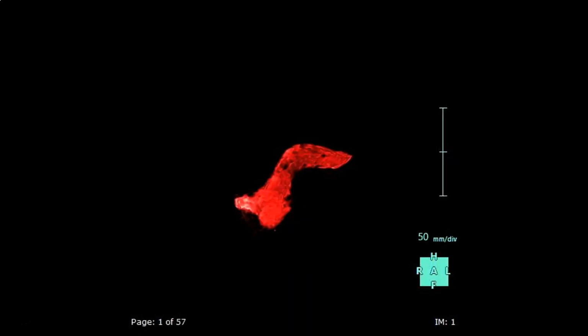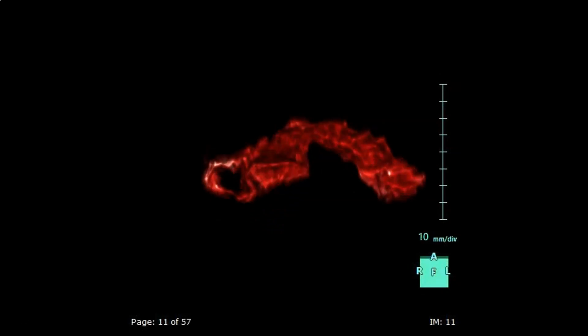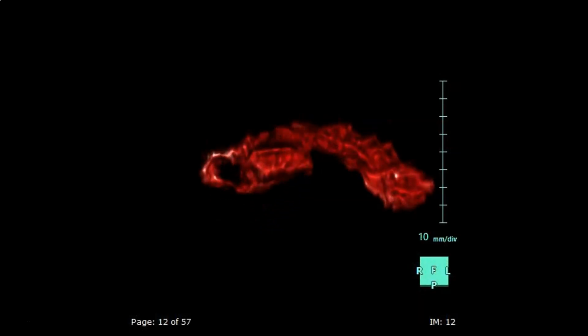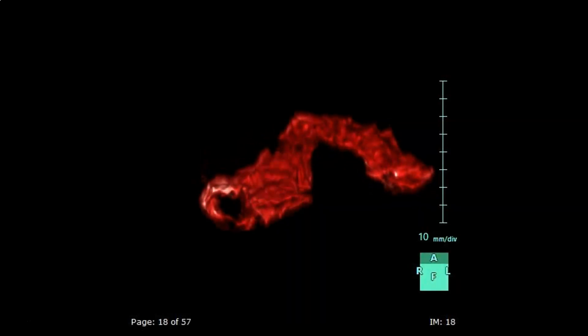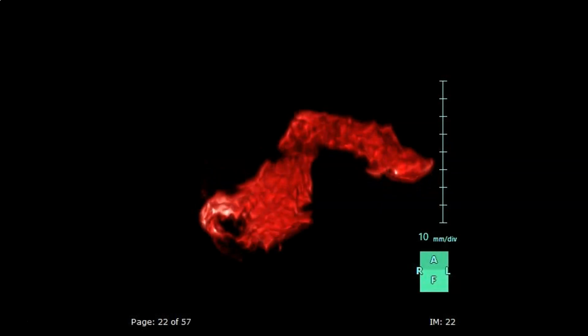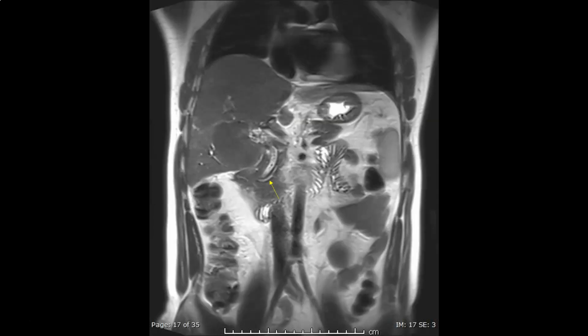This is a three-dimensional representation of the annular pancreas. And the T2 weighted images add the advantage of better depiction of the pancreatic duct system. Here we see the pancreatic duct as it joins the medial aspect of the common bile duct. The common bile duct shows multiple stones.